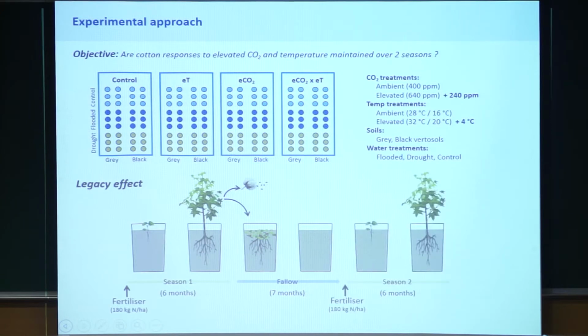Because that's a simple experiment, we decided to make it complex. So what we ended up doing then is in the second season we added fertilizer again to the soil that already had a full year of treatment. We put a new cotton crop in, and then we grew it for the second season.